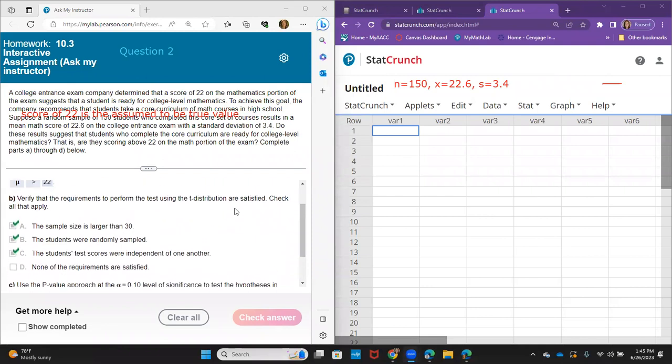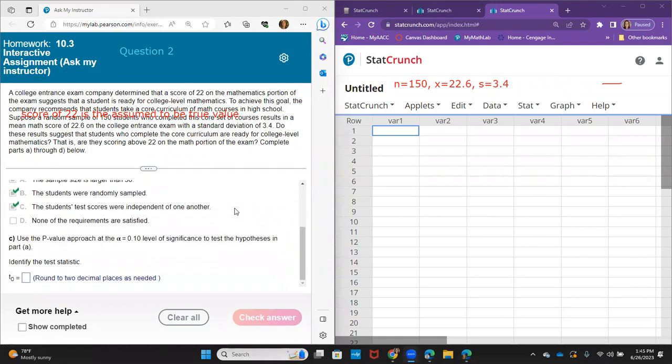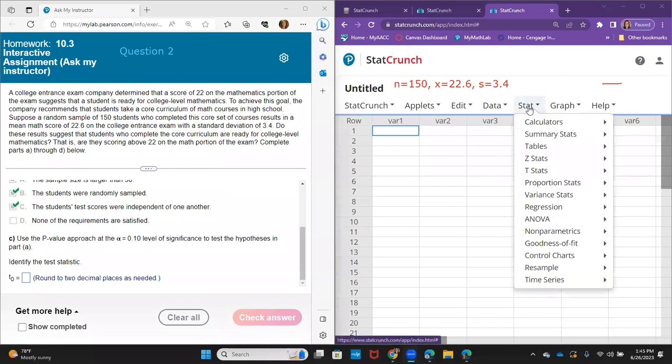Okay, so first things first, I'm going to go ahead and do the hypothesis test. And from there, they're going to give you the test statistic. Okay, I really don't have to do much of any actual computing in these problems. It can all be done for me, it's just nice. Okay, so when we open up StatCrunch, we're going to go ahead and go to Stat, and then we're going to go to T-stats.